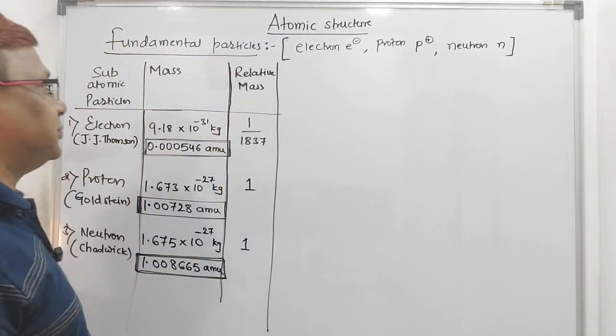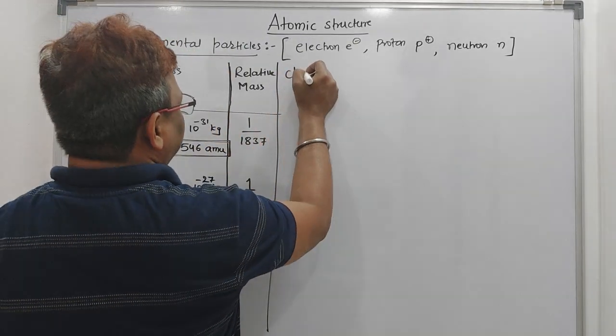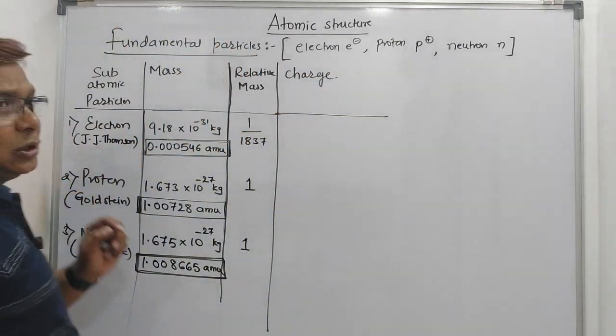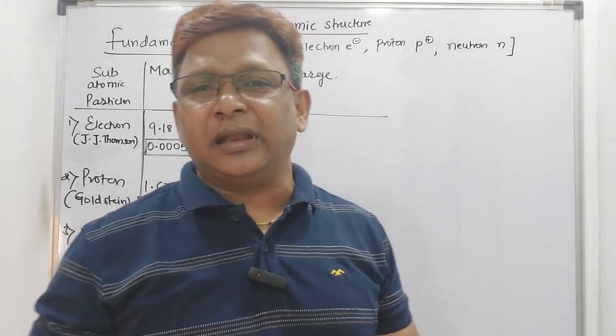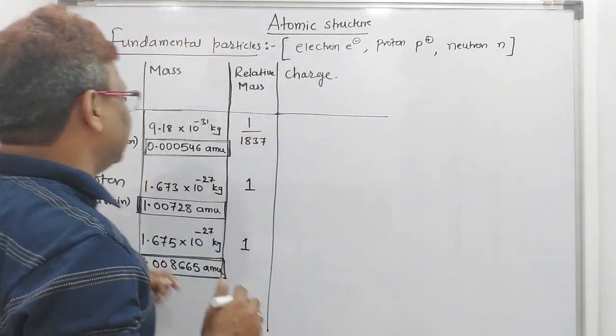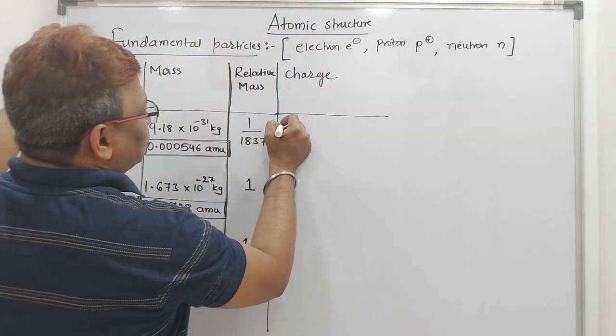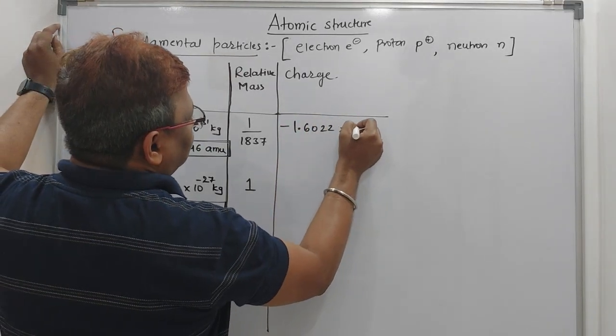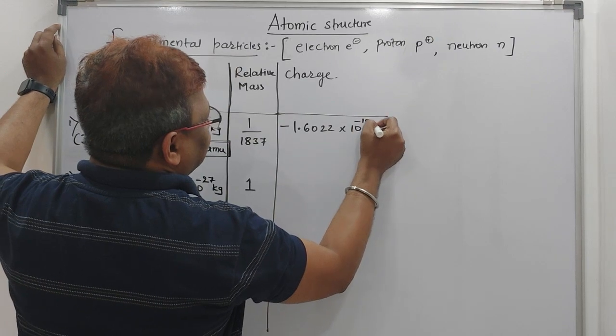Coming to the charges now. What is the charge of the electron, and what is the relative charge? The charge of the electron, we are able to find out only in coulomb, and the electron is negatively charged. So minus 1.6022 into 10 to the power of minus 19 coulomb.